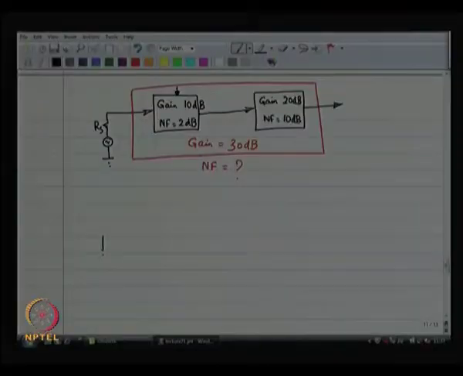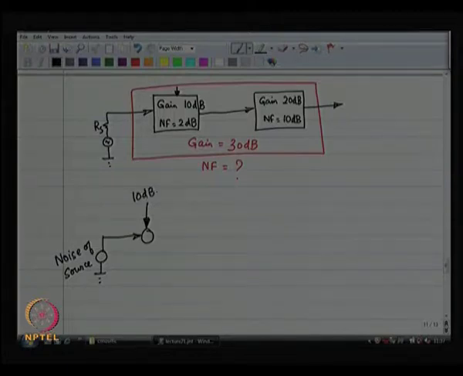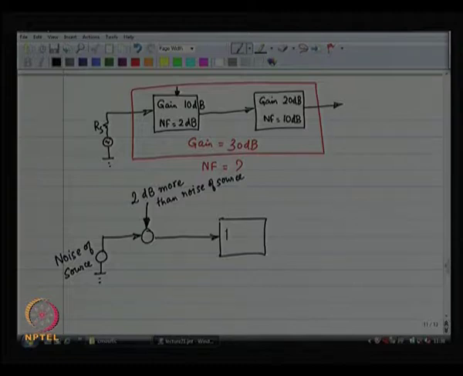So, I can model this as follows. I have got some noise of the source, and I will have some extra noise coming in over here, which is 2 dB more than the noise of the source, that is the noise figure. That will go through a gain of 10 dB.